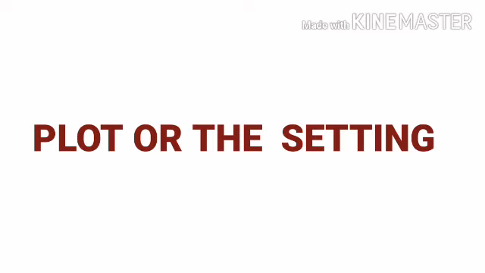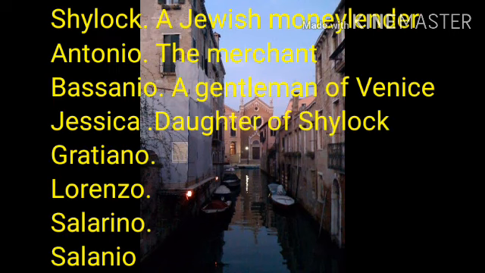Now, to speak about the plot of the play, we have mainly two settings, that is, Venice and Belmont. Now, about Venice and some of the important characters found at Venice. Important characters include Shylock, a Jewish moneylender, Antonio, the merchant, Bassanio, a gentleman of Venice, Jessica, daughter of Shylock, Gratiano, Lorenzo, Salarino, and Salanio.